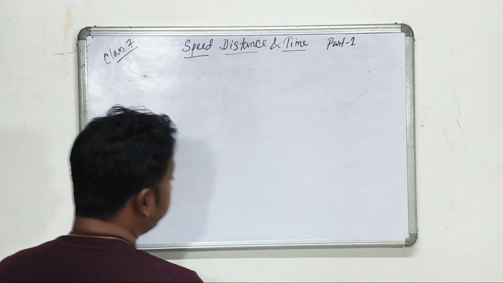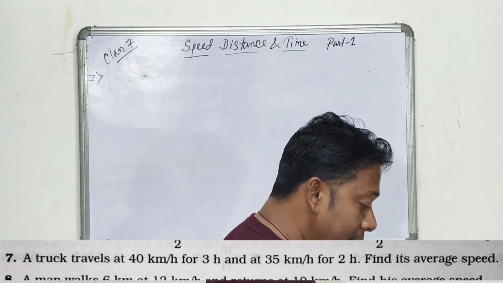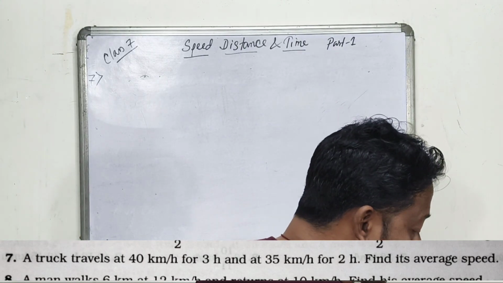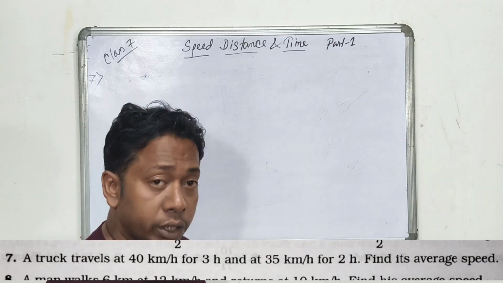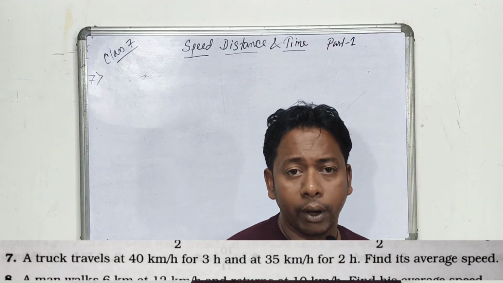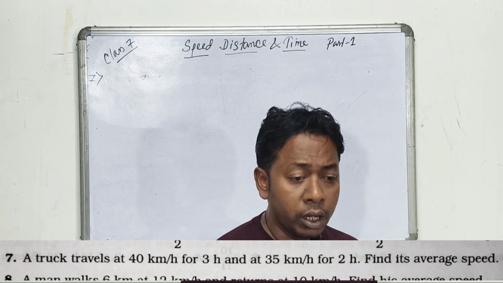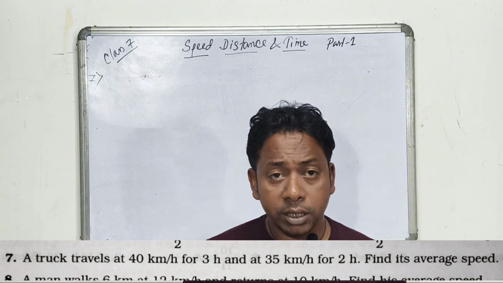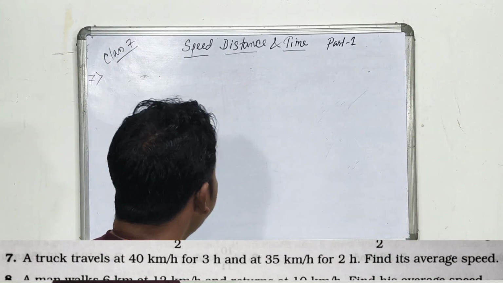Now question number 7. A truck travels at 40 km per hour for 3 hours. What is the meaning of that? 40 km per hour for 3 hours. In every hour the truck travels 40 km. Therefore we have to find out in 3 hours how much distance is covered by the truck, that is 40 into 3, 120 km.